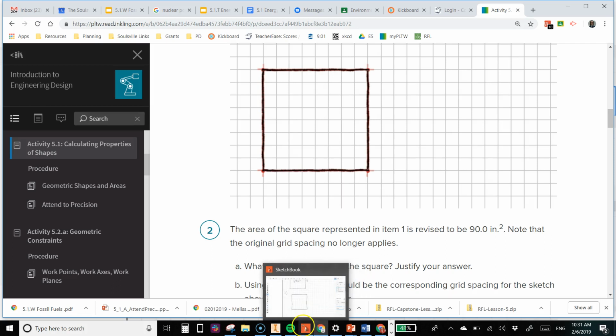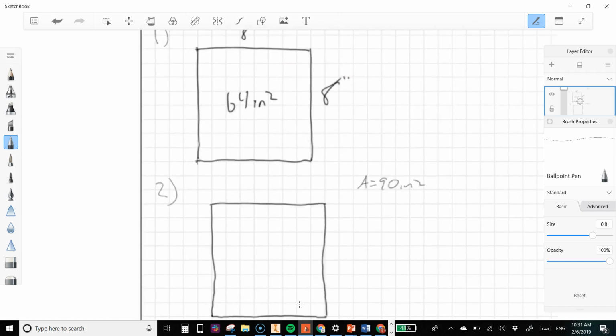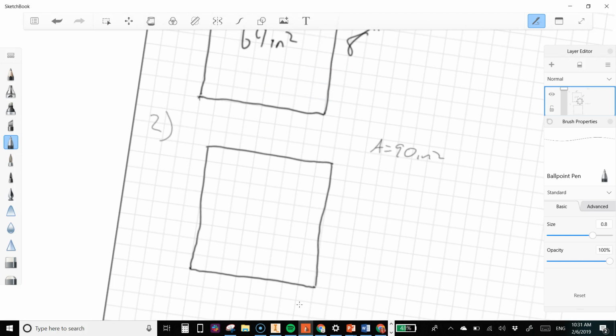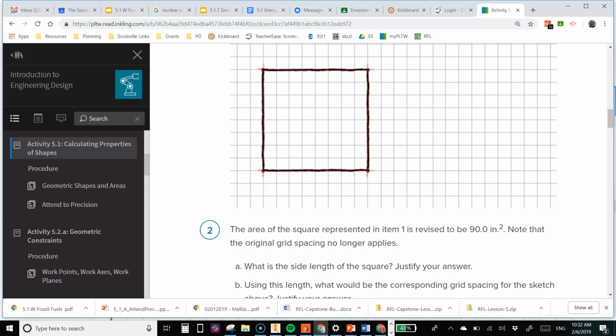So what that means is, we know that our area equals 90 inches squared. And so each of these little boxes is now no longer 1 inch by 1 inch, because each of our sides is now no longer 8 inches, because we have a larger area. So the area for any parallelogram... Okay, so what is the side length of the square? Justify your answer. Alright, so let's see.